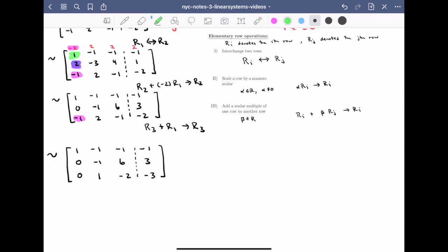The next entry that I'm going to try to change is I want to make this entry here a -1. There's a few options that I could do to do this. One thing that I could do is I could swap row 2 and row 3. Another thing that I could do is I could scale the second row by -1. Let's do that. So I'm going to replace row 2 with minus row 2, giving me 1, -1, -1, -1, 0, 1, -6, -3, 0, 1, -2, -3.